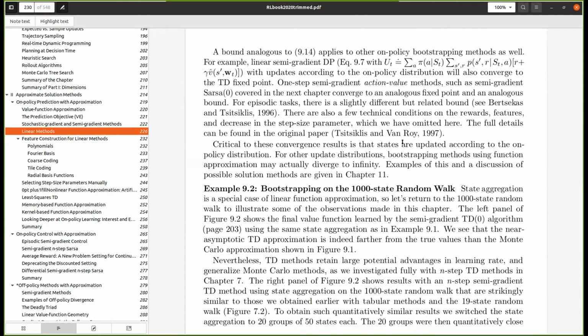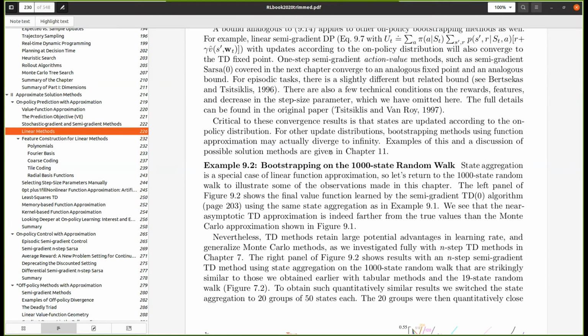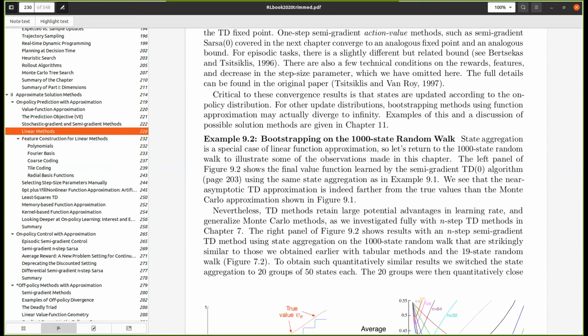And here it is stated that similar bounds are relevant to other bootstrapping methods. So for example, dynamic programming is bootstrapping, right? And it can also be related to the Monte Carlo with some bounds on the error associated with the method.